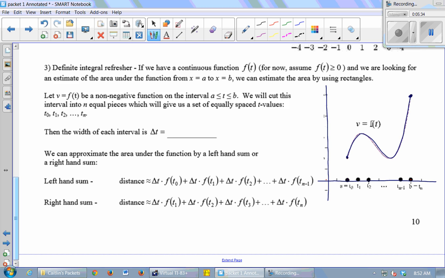So this point right here is a, which is also t0, and then we have t1, t2. So we're just breaking up this interval from a to b into n equal pieces, t0 to tn. So this point right here, sorry, this point would be t sub n minus 1.